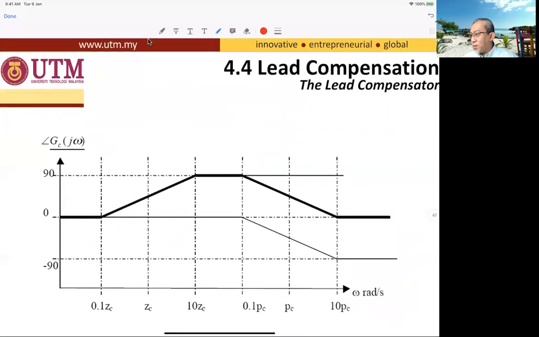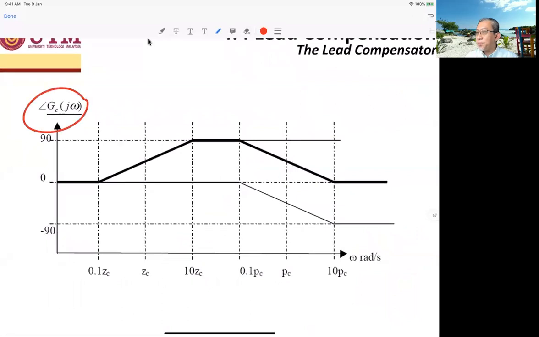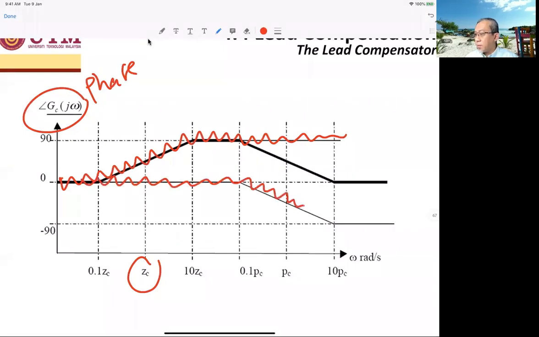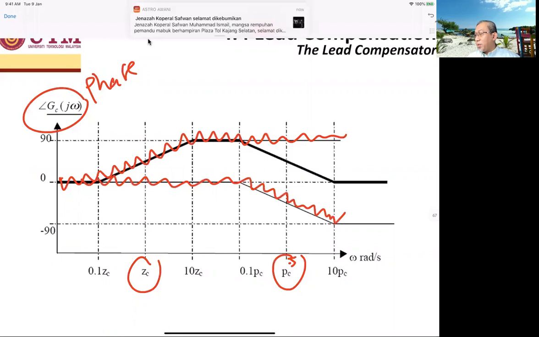For the phase, it is also the same. This is the phase, where the ZC is over here, and the PC is over here. Therefore, the combination, the total of ZC and PC, will give you the bold line. This is the phase bode plot for the lead compensator.